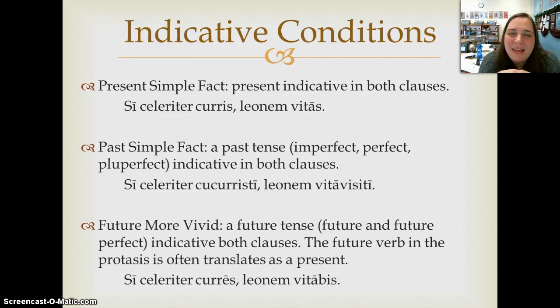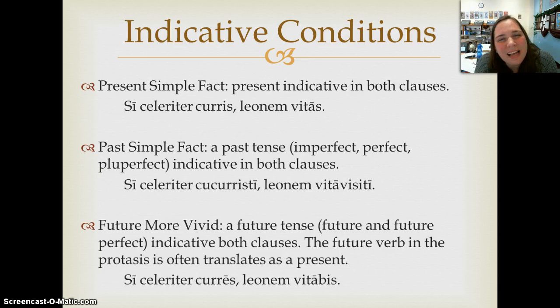You can't have a future simple fact, because a fact is something that has been done. It's a deed, and in the future it hasn't happened yet. So we don't call it the future simple fact. We call it the future more vivid, meaning that it's more likely to happen because you have the indicative mood for your verbs in both the protasis and the apodosis. So you need the future or the future perfect indicative.